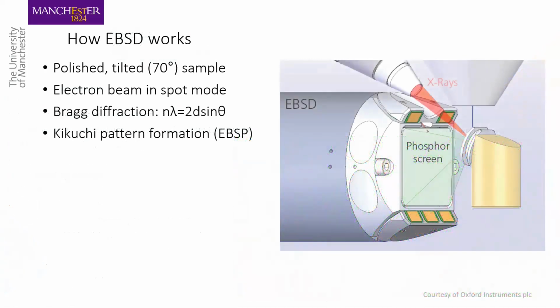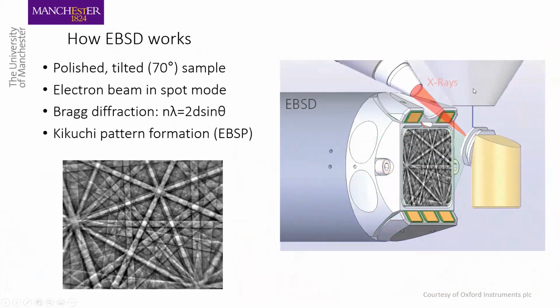So you have a polished sample, you've tilted the sample to 70 degrees, and then you put an electron beam down in spot mode and you get a pattern. And then the patterns are formed by Bragg's law, of course, where it forms these Kikuchi patterns.